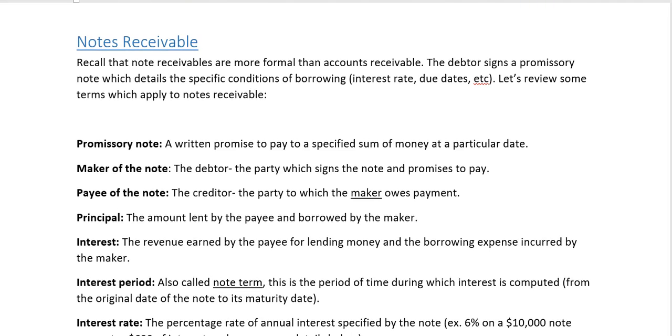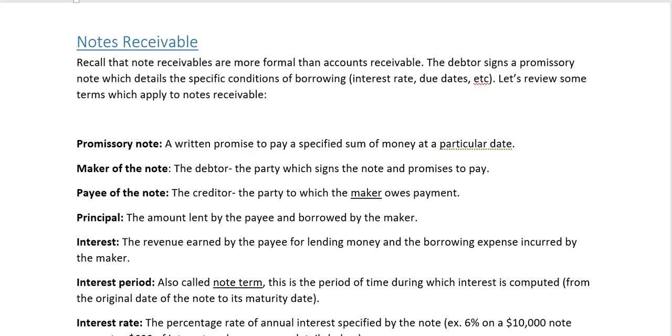So a quick change of gears again. Notes receivable. Recall that notes receivable are more formal than accounts receivable. The debtor signed a promissory note which detailed the specific conditions of borrowing, interest rate, due date, etc. Let's review some terms which apply to notes receivable. A promissory note is a written promise to pay a specific sum of money at a particular date. So it's really a contract. That's the best way to think about it. You sign basically an IOU that tells you how much you have to pay and on what date you will have to pay.